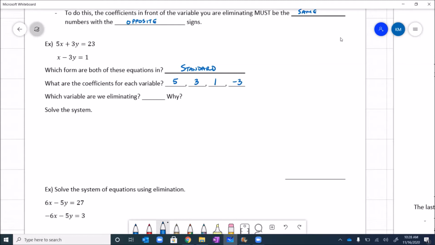Okay. Which variable are we eliminating? So as you look at this problem, remember we say we want the same number with opposite signs. When we look at the x's, we have 5 and 1. When we look at the y's, we have 3 and negative 3. So we have the same number, opposite signs here. We're eliminating y because they have the same number and opposite signs.